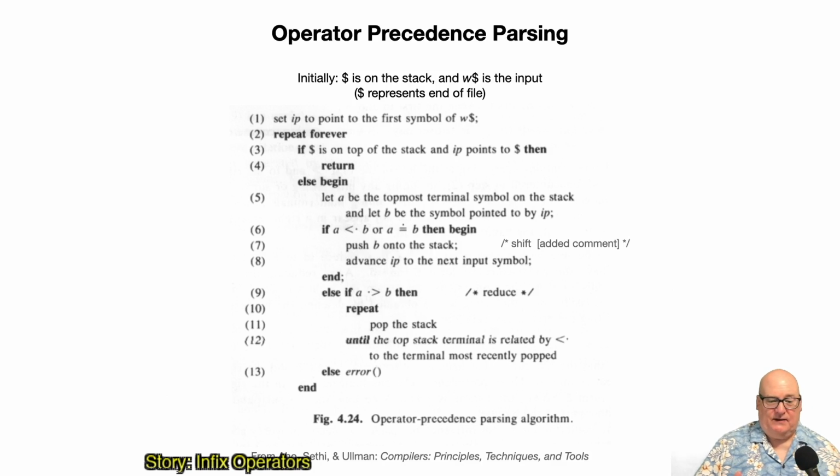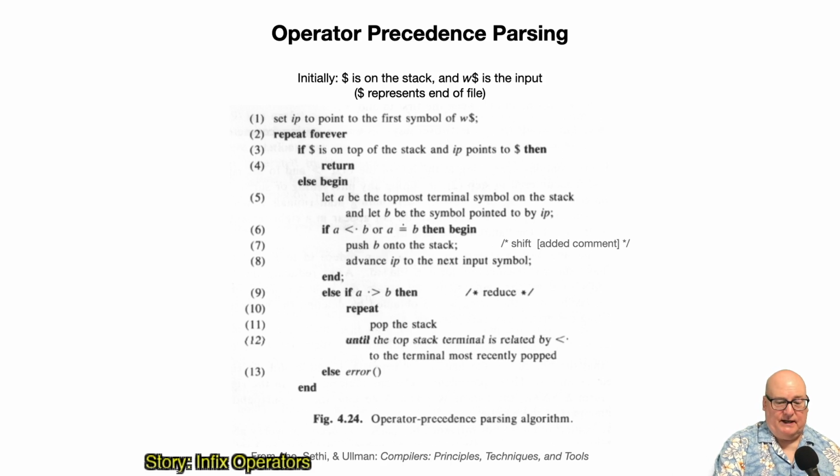So in the algorithm, you have a stack and you have an input stream. Initially you put end of file on the stack. We'll have some special token, but whatever. And then the input stream W is the input stream. Okay. And so this algorithm, you basically start at the front of the string, and then you check, if dollar is the top of the stack and dollar is the current string, then you're done.